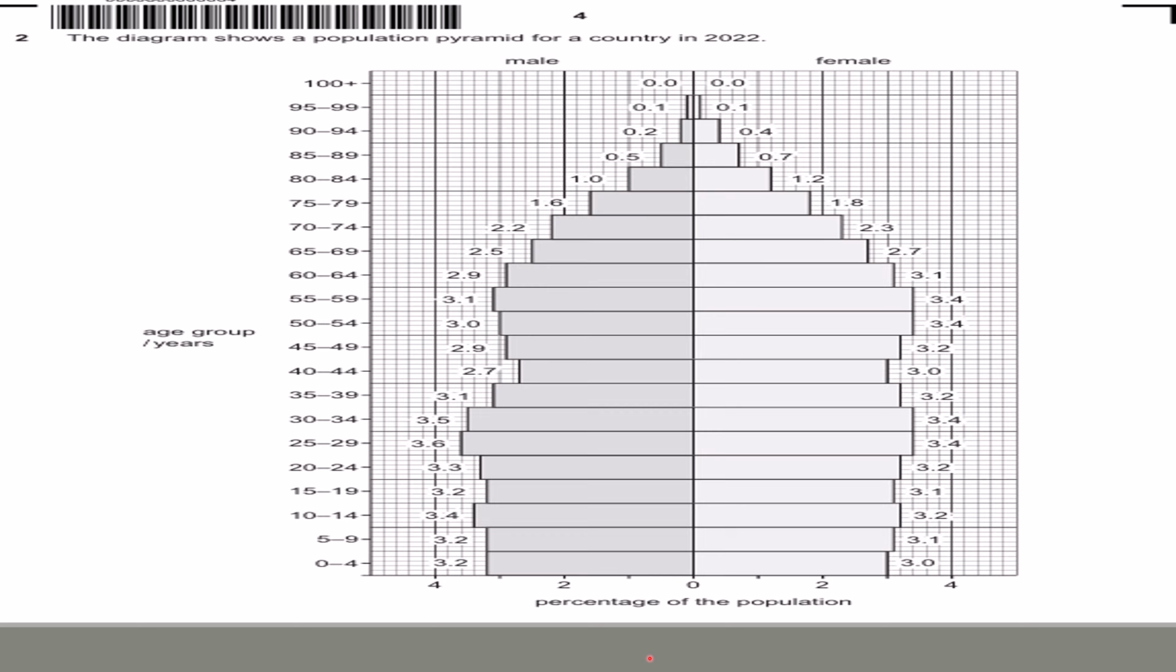When Cambridge asks to describe or explain a population pyramid, mention figures or percentages, compare males and females, and refer to age groups. Avoid personal opinions. So here is an example for the answer of this question: the pyramid shows a wide base with around 3% of the population in the 0 to 4 age group, indicating a high birth rate.